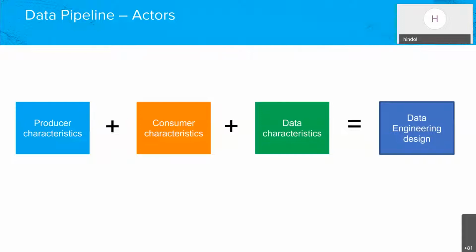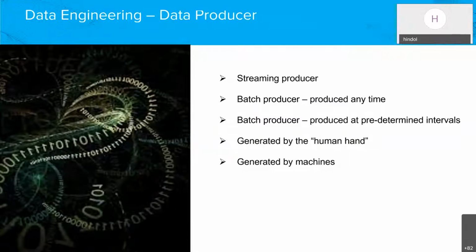And then this data itself may have various characteristics. It can be structured, it can be unstructured, it can be semi-structured, it can be data which is coming very fast, or it can be slow moving data. So the type of data engineering architecture that is best suited depends on the characteristics of the producer, the consumer, and the data. So we will quickly go through each one of these.